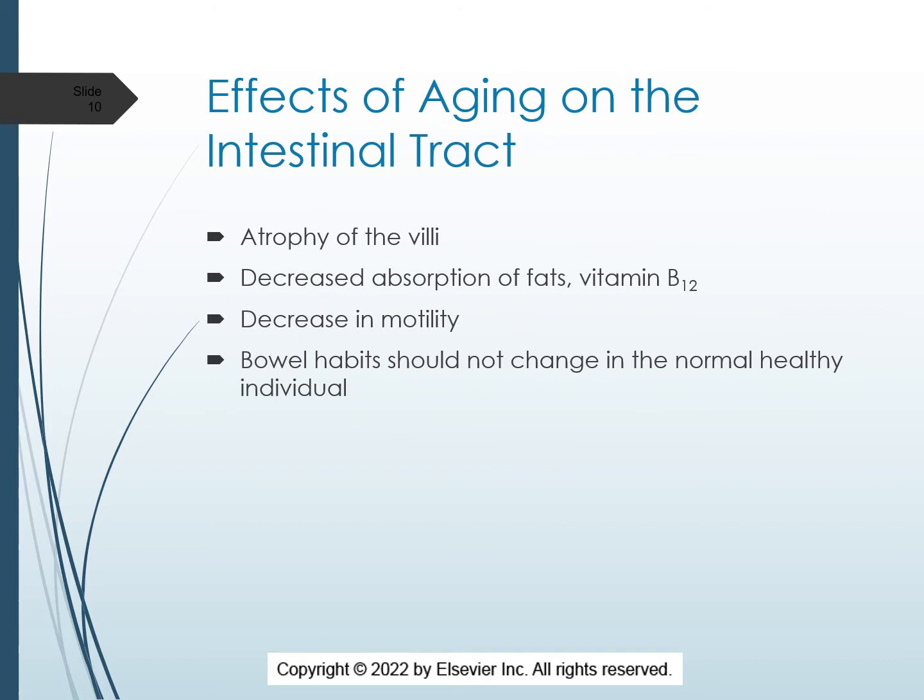Atrophy is a decrease in size that occurs in the villi of the small intestine. This can decrease the total absorptive surface area. Sometimes twisting of blood vessels supplying the large intestine will compromise the blood flow to the large intestine. Motility in the large intestine can decrease in some individuals, but bowel habits should not change with the aging, healthy individual.